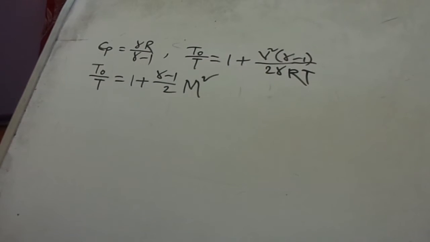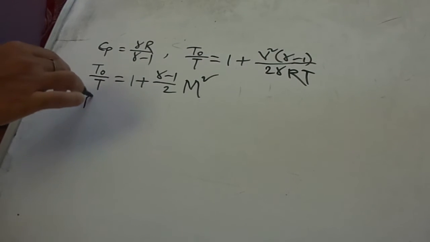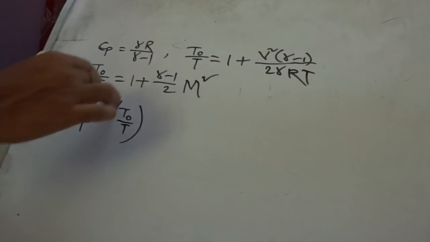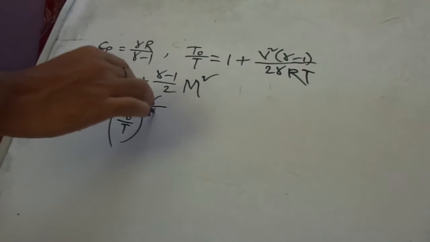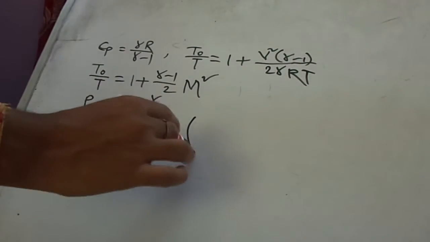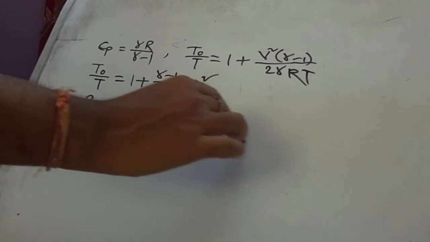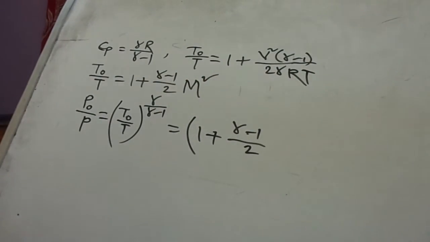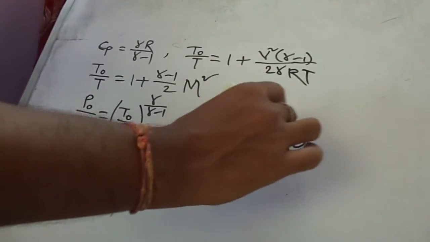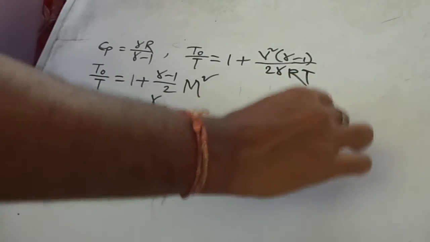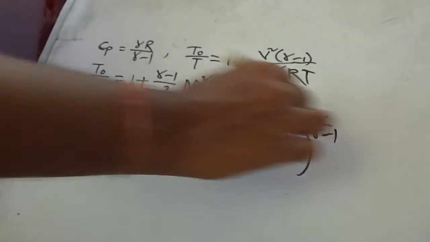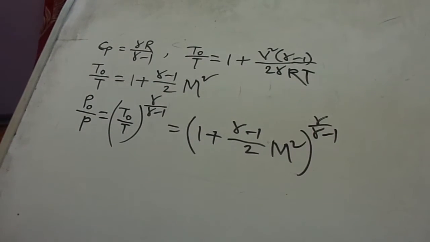The stagnation pressure P0 is related to the Mach number and static pressure in case of an ideal gas by the following equation: P0 by P is equal to (T0 by T) whole to the power gamma by gamma minus 1, which is equal to 1 plus (gamma minus 1) by 2 M square, whole to the power gamma by gamma minus 1.